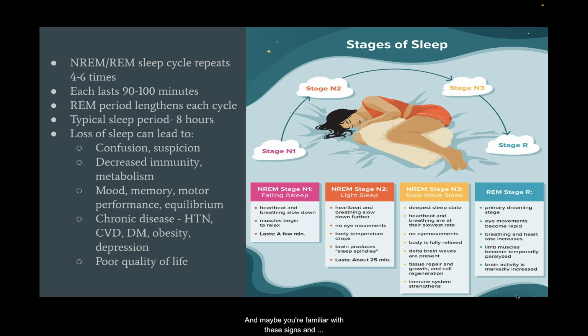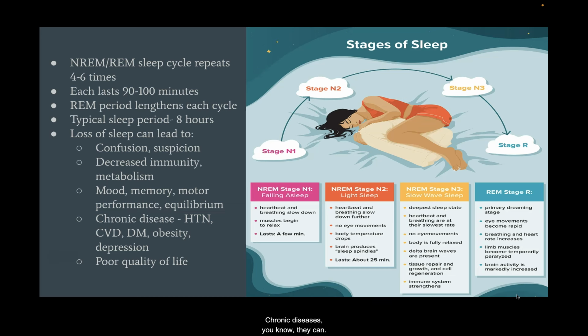Right? And maybe you're familiar with these signs and symptoms and you can recognize them, right? Confusion, even suspicion. There's decreased immunity and metabolism. Your metabolism decreases, so when you eat, you gain weight, right? Mood, memory, and motor performance are affected as well. Your equilibrium, your balance, is also affected.